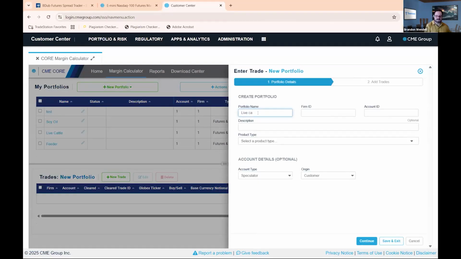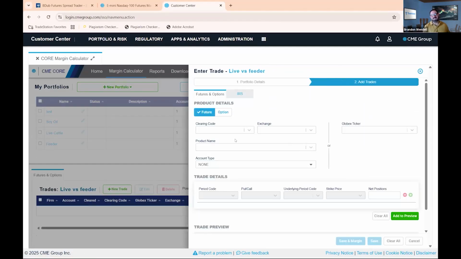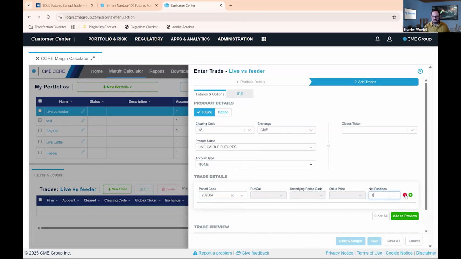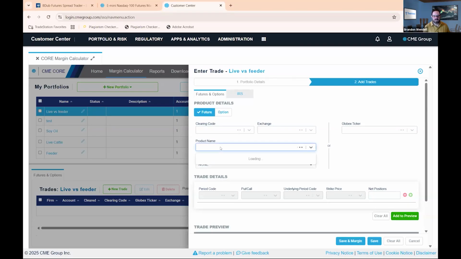Live cattle, actually live versus feeder. This is what they replaced. The easy one was just looking at the list before. Now they replace it with this. So if I want to find live cattle, there we go. And let's do, come on, April. We're going to go long, add to preview, and then feeder.